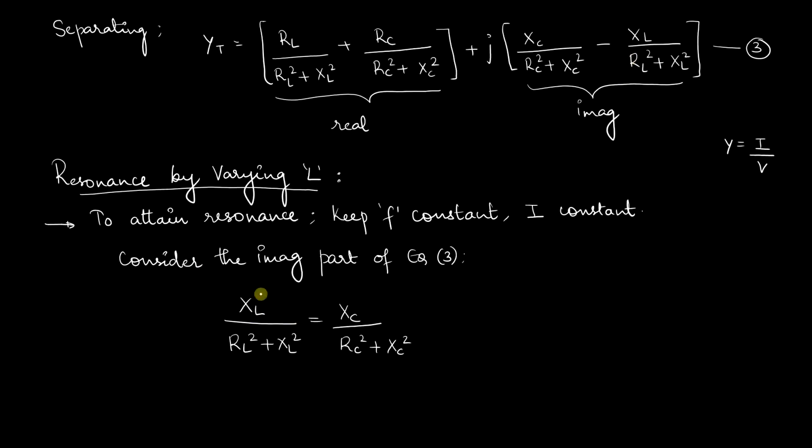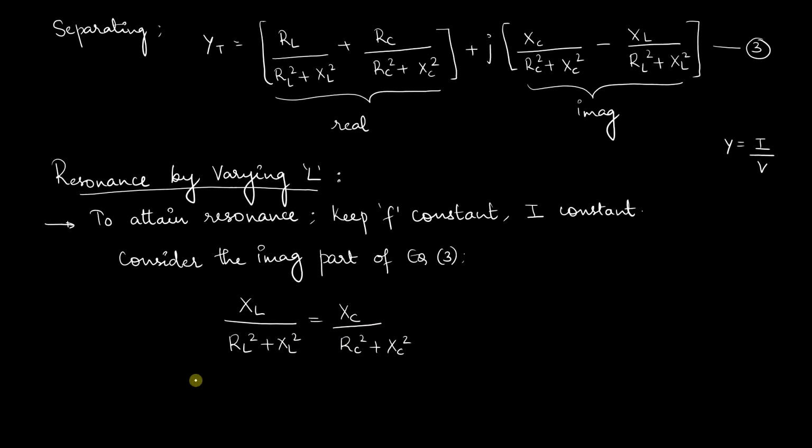So I can clearly equate XL divided by RL square plus XL square to be equal to XC divided by RC square plus XC square. Now, to simplify this equation, because I want to compute the value of the inductor, right? So to represent it in an easier manner, let me represent this part of the equation to be equal to ZC, that is in terms of the impedance.